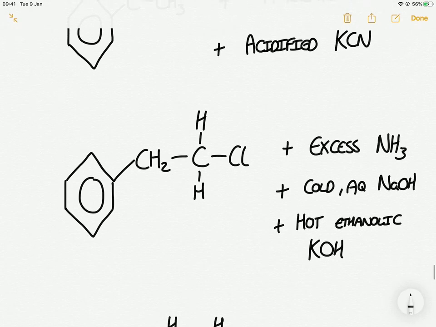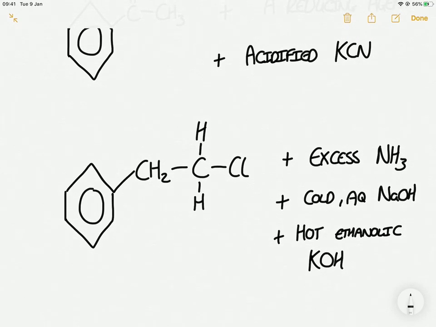What about this one? This time, what we've got is essentially a halogenoalkane attached to a benzene ring. There are three things we could look at here: an excess of ammonia, cold aqueous sodium hydroxide, or hot ethanolic potassium hydroxide, for example. It doesn't matter that I've changed from sodium to potassium hydroxide. It could be either of those. They're interchangeable, really. So again, this is all year 12 stuff from the halogenoalkanes topic. Can you name and outline the mechanism for these? Can you deduce what the products are going to be?